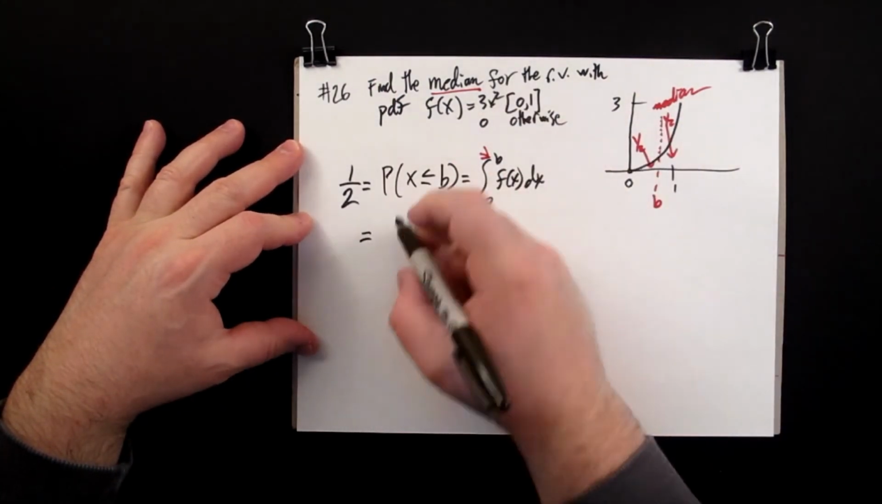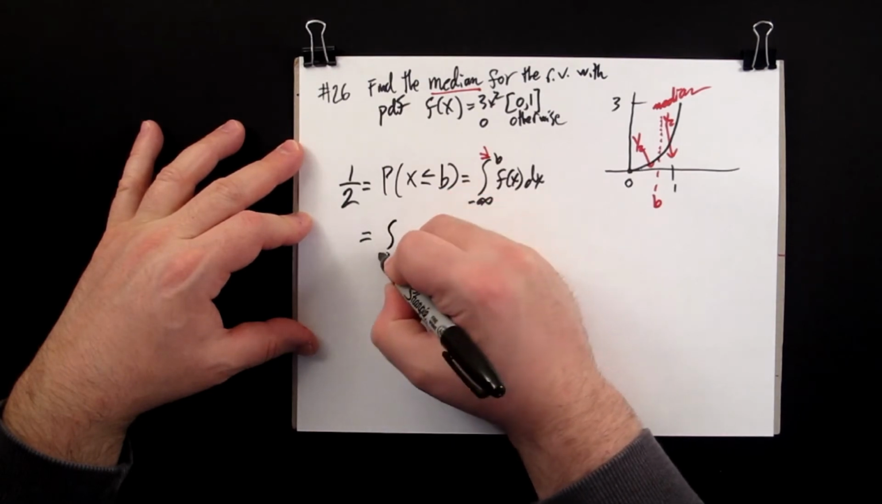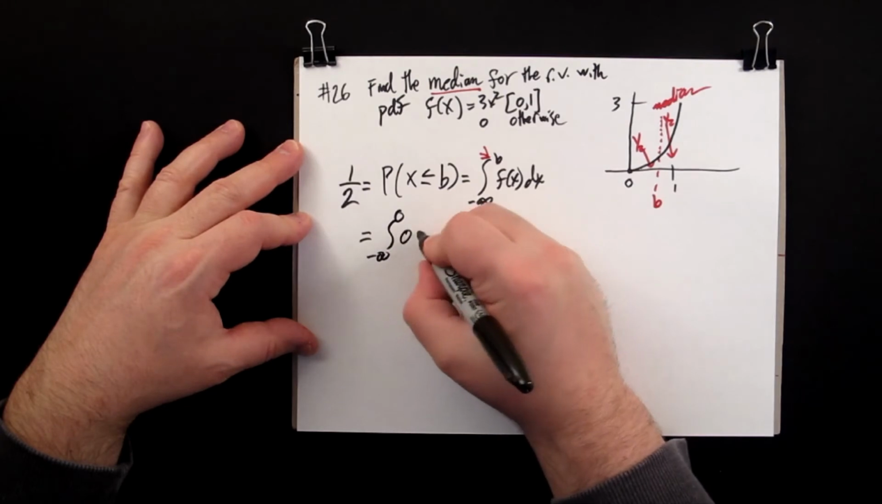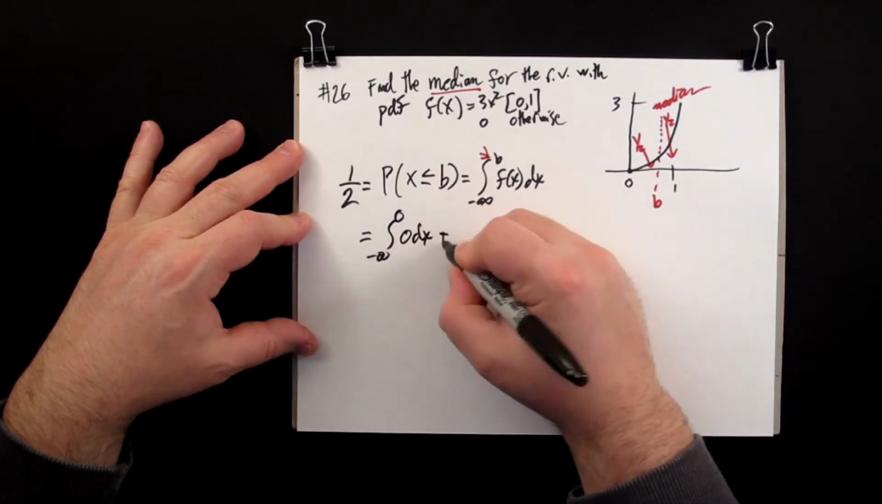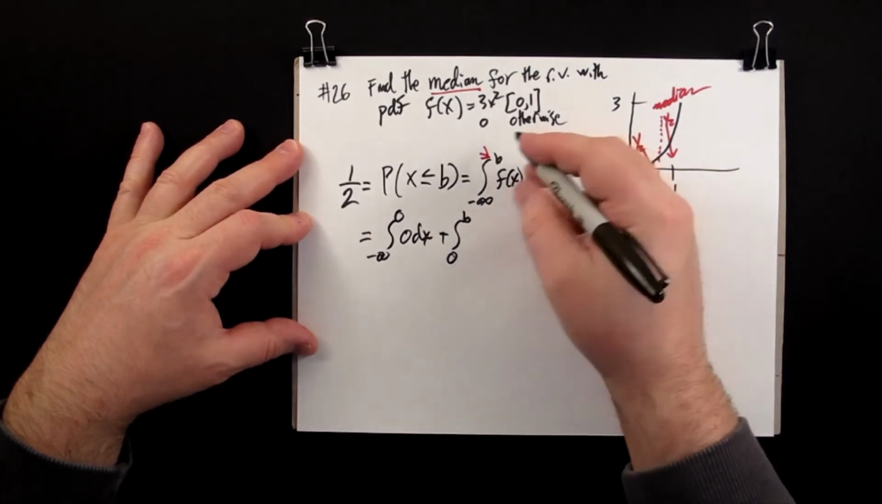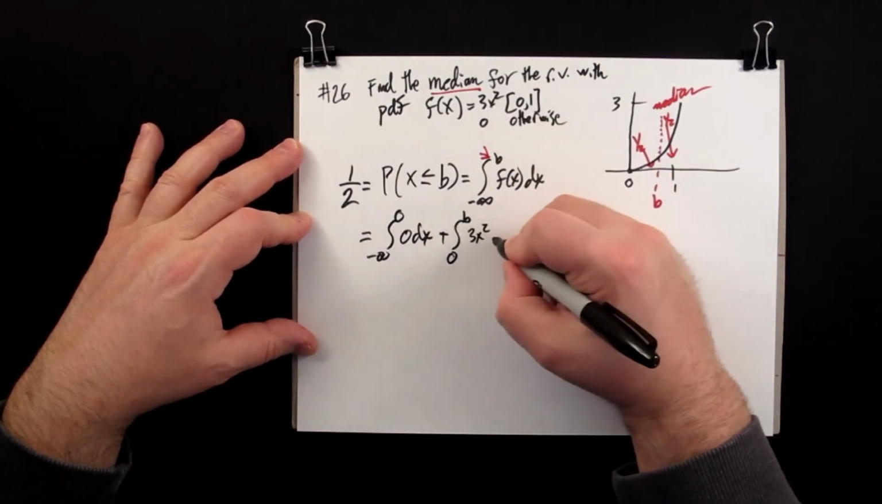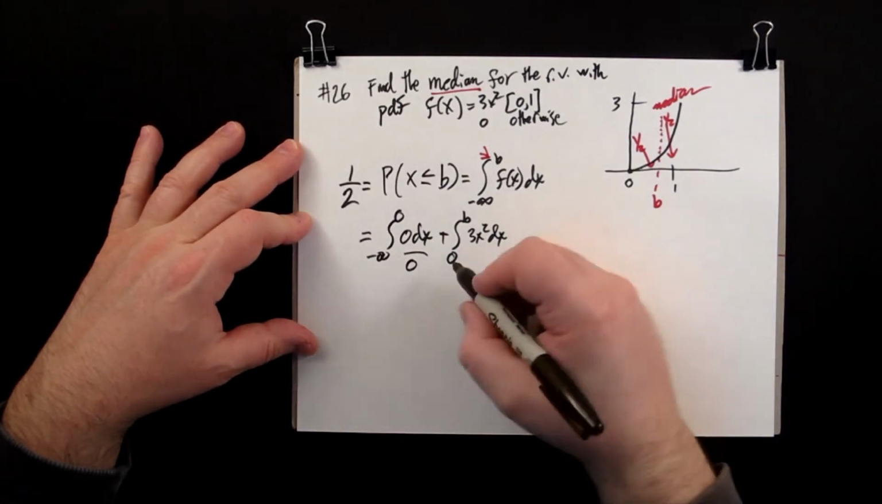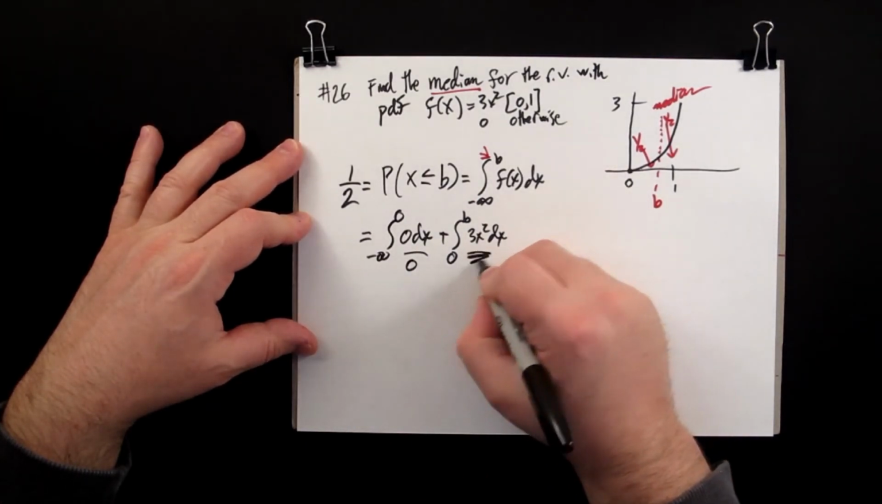So plug in what we know. We know that it shuts off for below 0. And then the other piece, from 0 up to b, we have 3x squared dx. Okay, so this piece is going to contribute 0, and so this is the one we need to worry about.